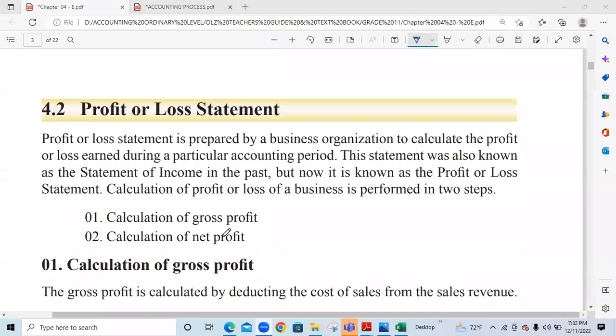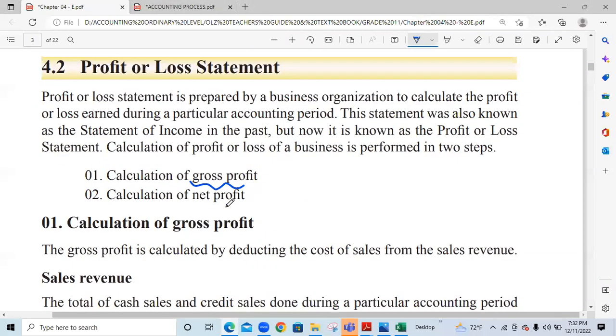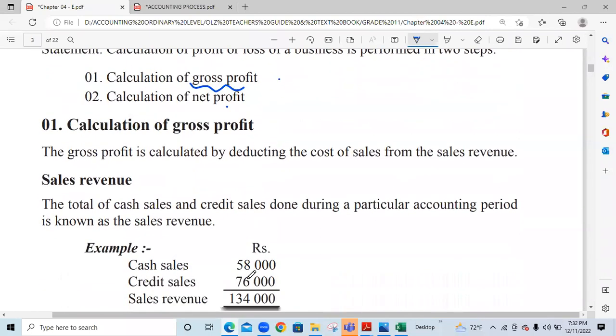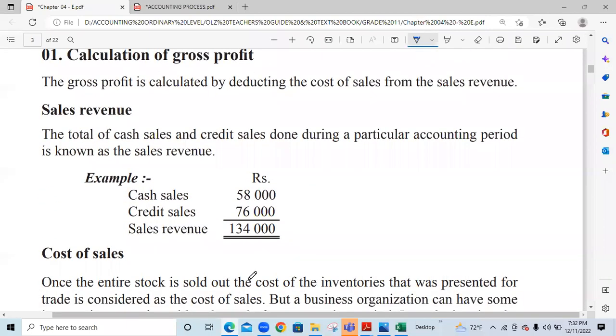Okay, so guys, there are 2 steps to prepare the statement of profit or loss. You have to follow 2 steps. First of all, you have to calculate something called gross profit. That is step 1. Step 2 is where you will calculate net profit. Okay, first let's finish step 1. Maybe today we can finish only step 1, where we are calculating gross profit. Now see here, the gross profit is calculated by deducting cost of sales from your sales.